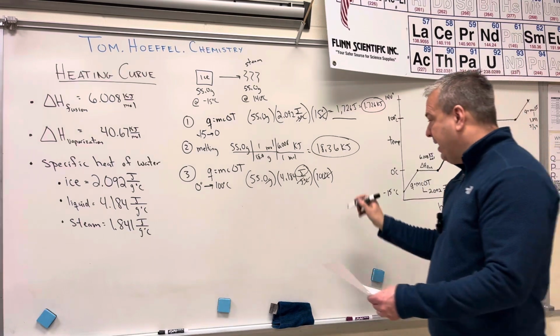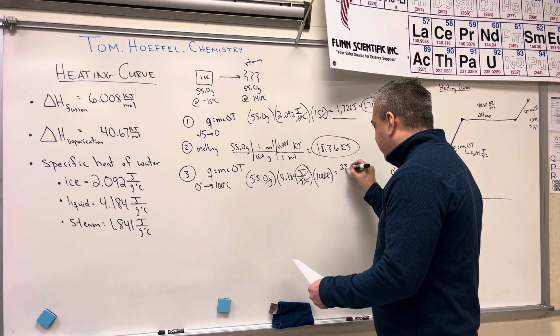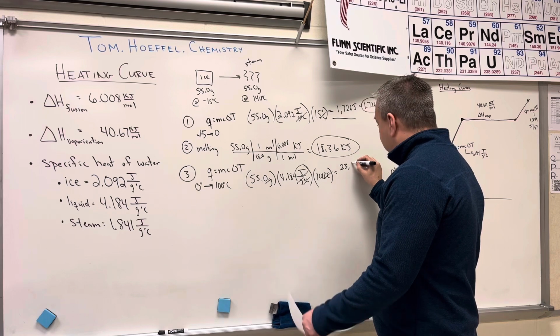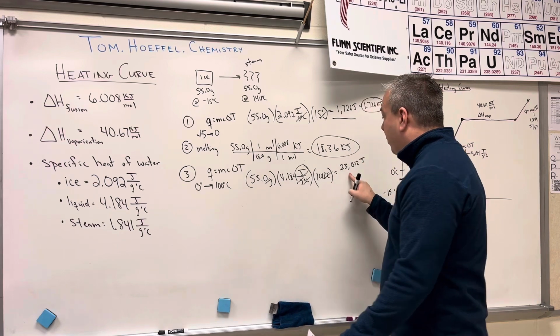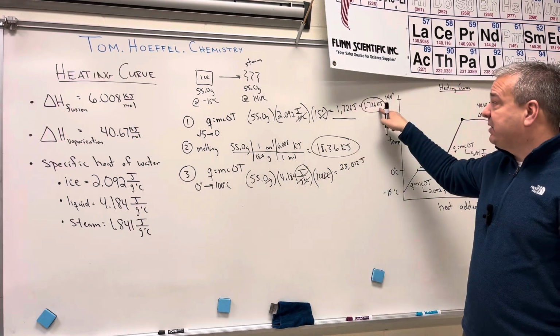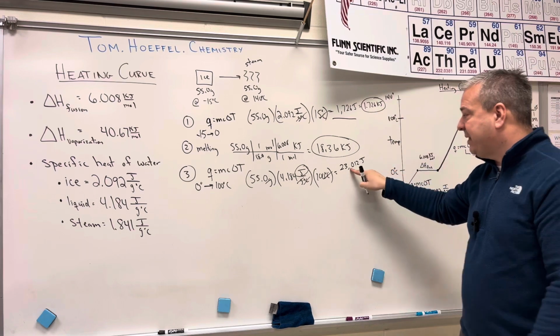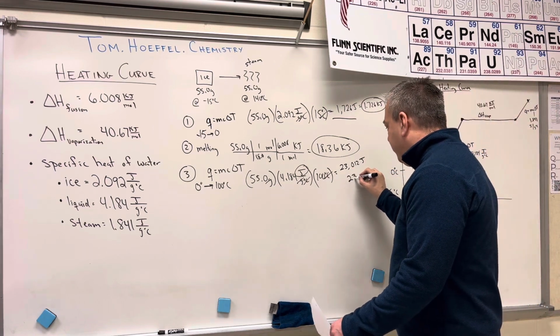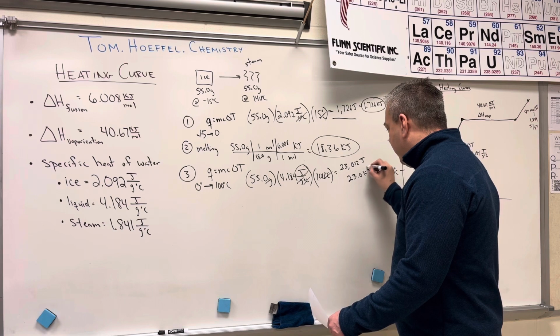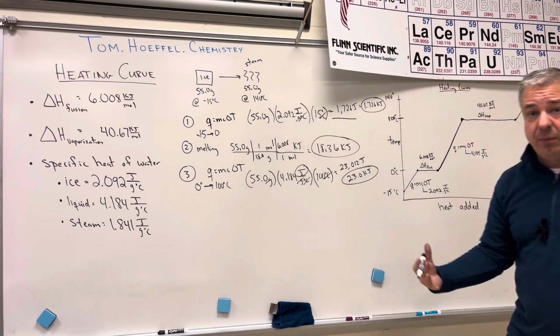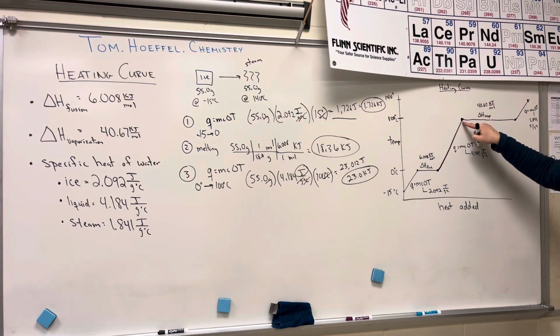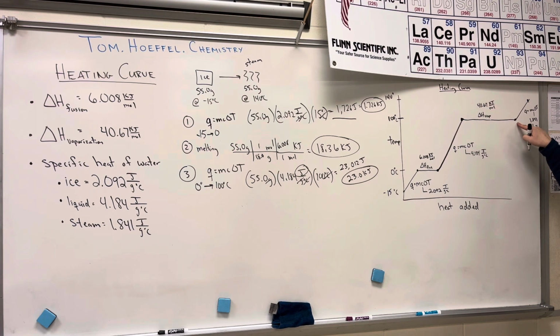And when I do that, I get 23,012 joules. Of course, I want that in kilojoules like everything else. So I'm going to divide by 1,000. So this comes out to be 23.0 kilojoules for part three. So right now I'm at this point in the heating curve, and now I'm going to vaporize it, okay?